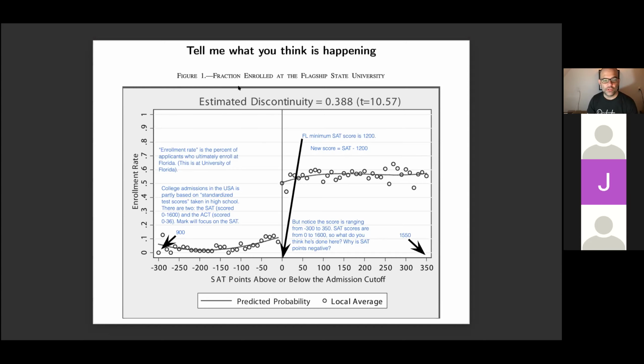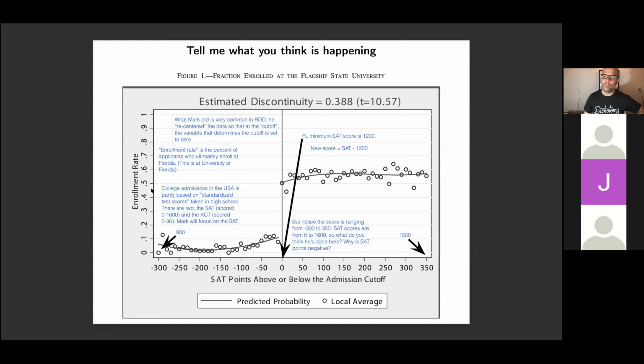What Mark did is very common in RDD. He recentered the data so that at the cutoff, the variable that determines the cutoff is set to 0. All right, that's all that he's done. It makes it a little bit visually easier to understand. So he's got this enrollment rate.